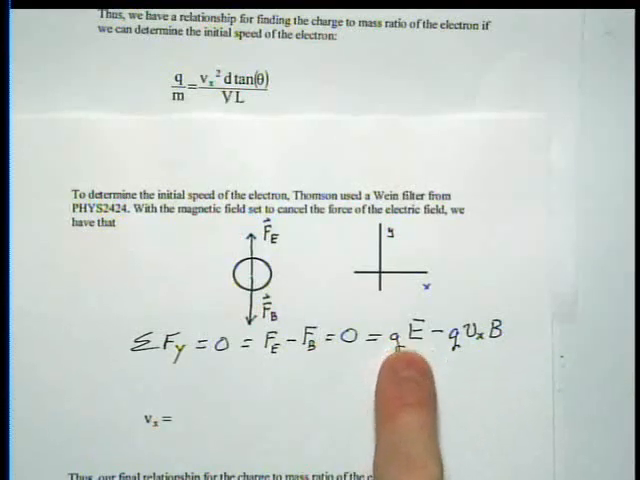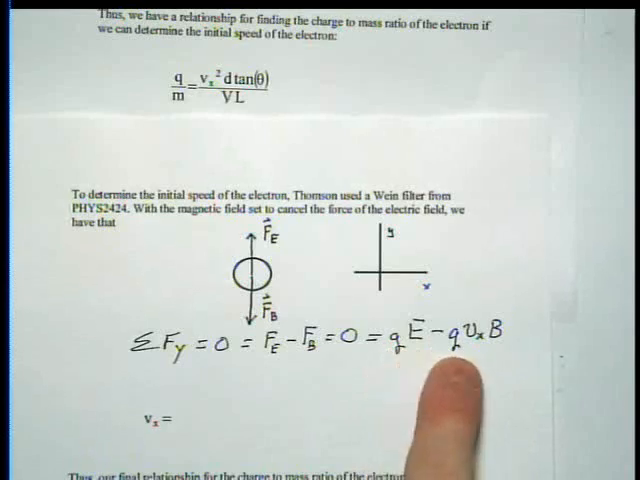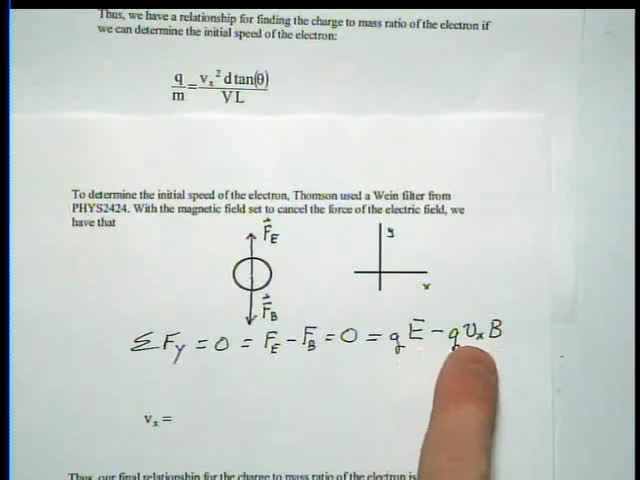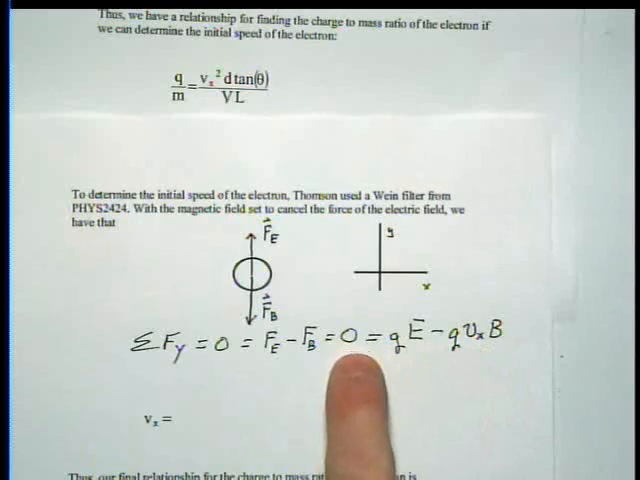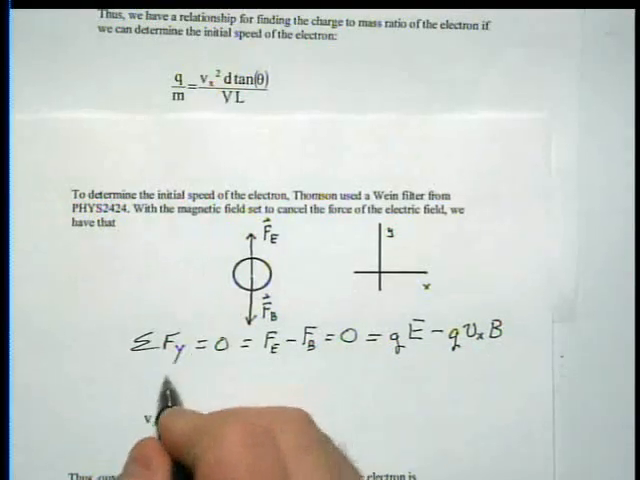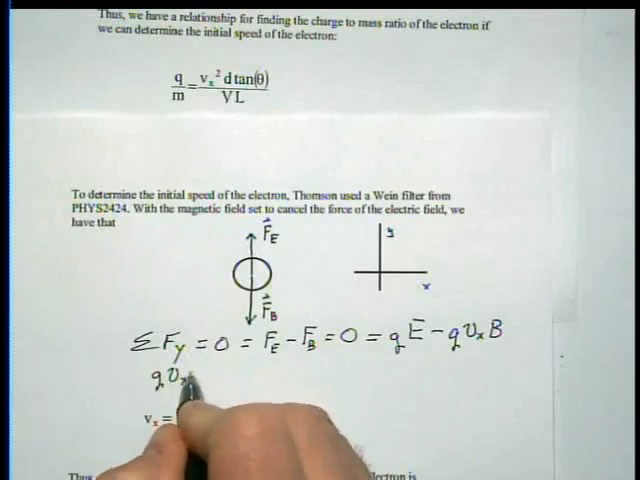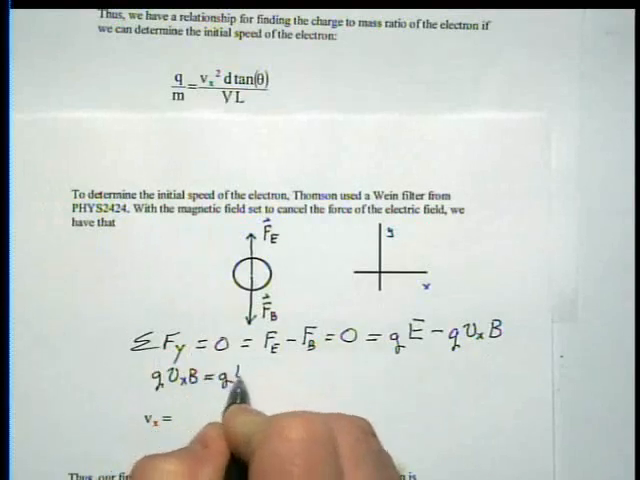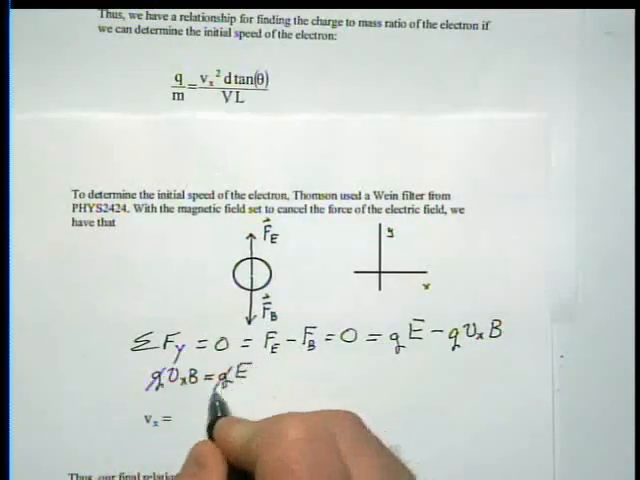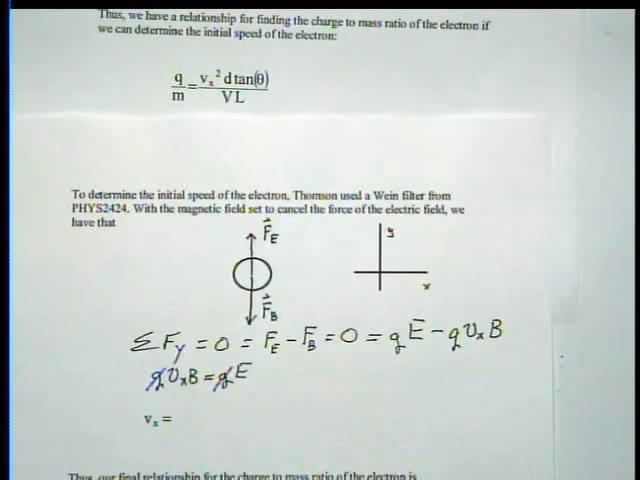So this force depends on charge. That force depends on charge. The charge is going to cancel out. This one depends on the electric field. This depends on the magnetic field and the speed, and I want to use that to find that speed. So since that is equal to 0, I can combine this to say qVxB is qE. And I can cancel the q's. And then Vx is simply the electric field over the magnetic field.